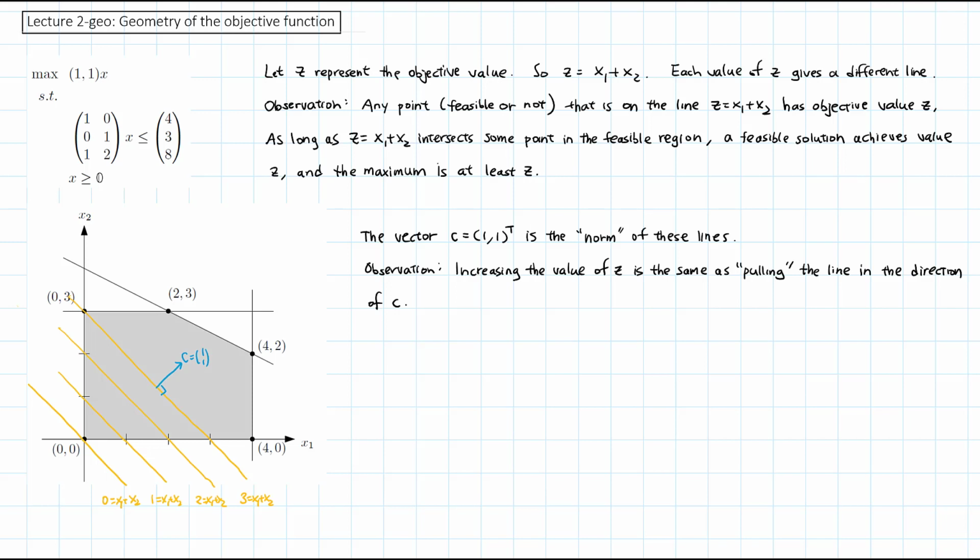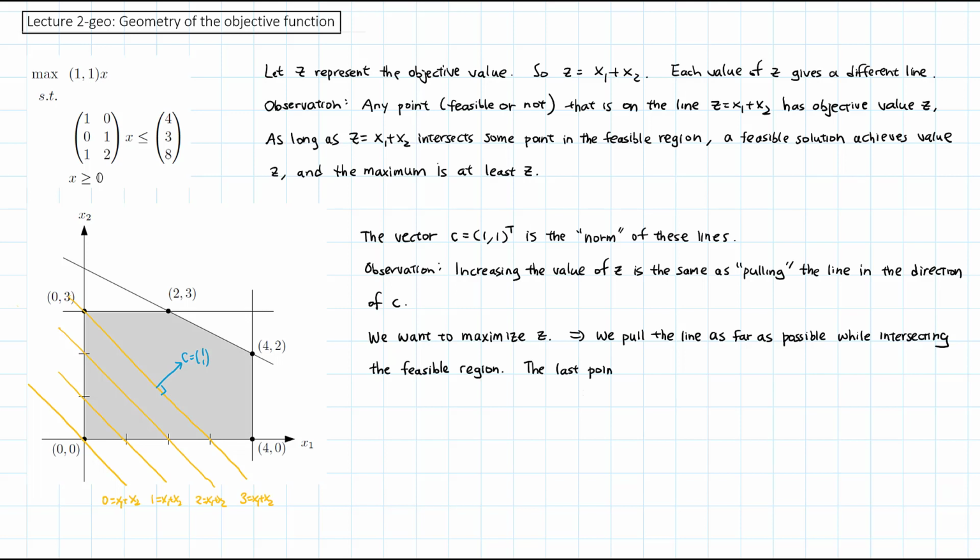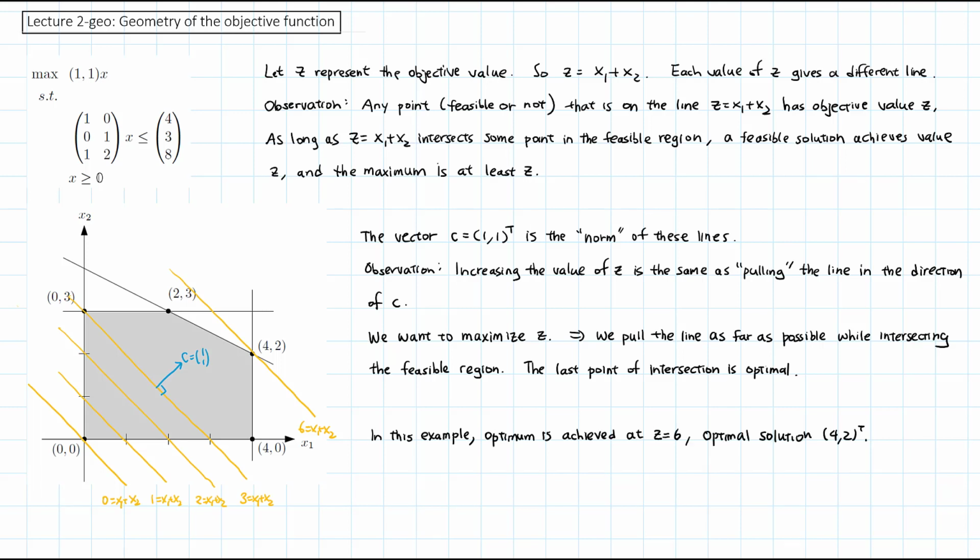Now in our LP, we want to maximize z. So what we want to do then is pull the line as far as possible while intersecting the feasible region. The last point of intersection then is optimal. In this example, optimum is achieved at z equal to 6, and the optimal solution is 4, 2, with optimal value 6. We note that this is an extreme point.